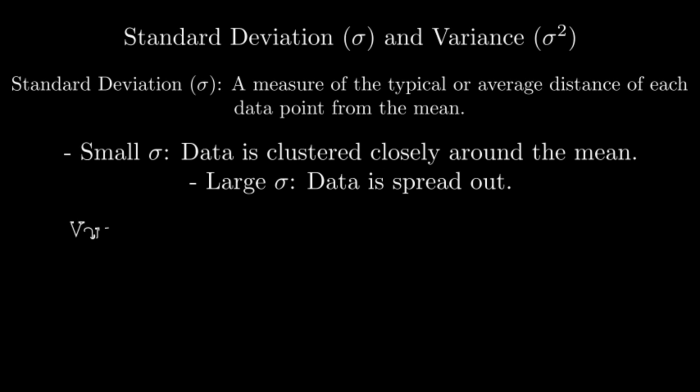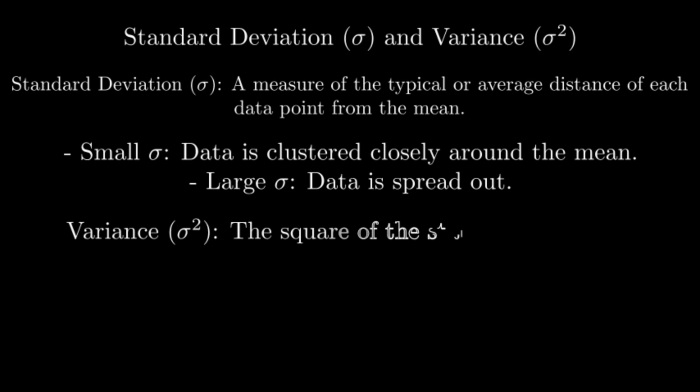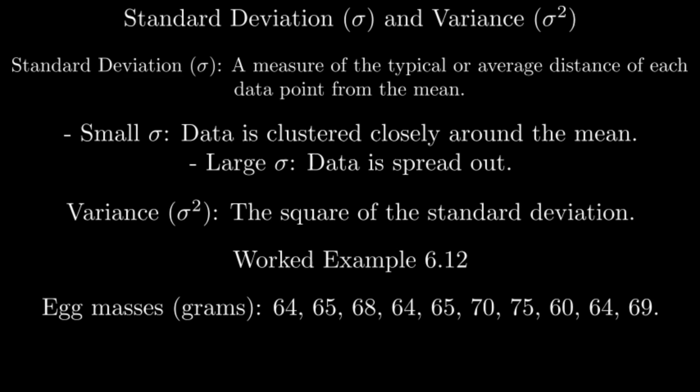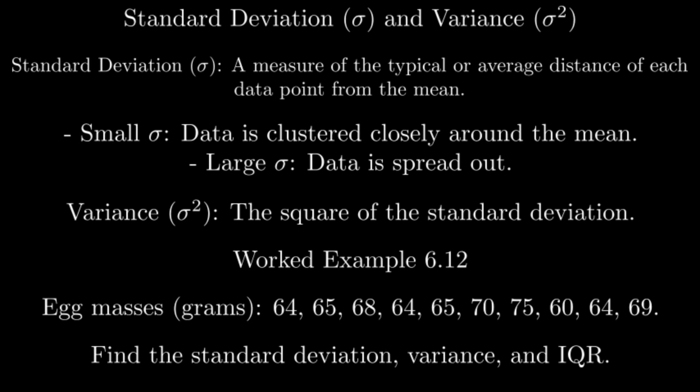The variance is simply the standard deviation squared. It's also a measure of spread, and it has some important mathematical properties that we'll see later. For now, just remember that variance is sigma squared. The formulas for these are quite involved, but the good news is you will almost always use your graphing calculator to find them. Let's take this example of 10 egg masses. We'll find the standard deviation, variance, and interquartile range using the values from a calculator.